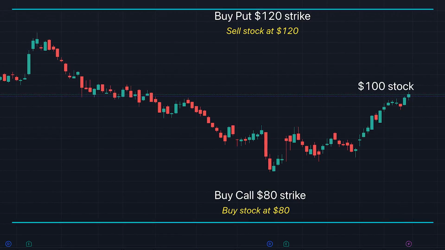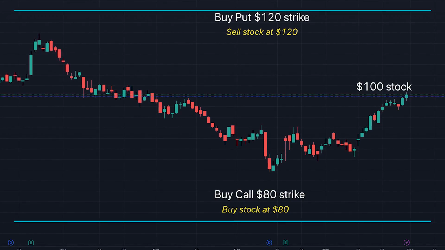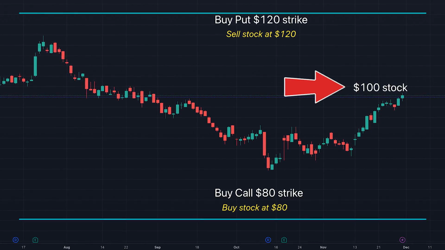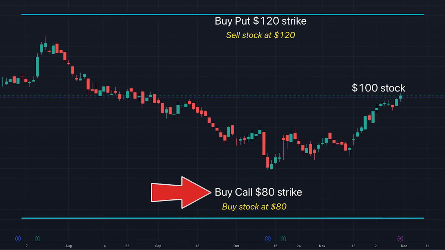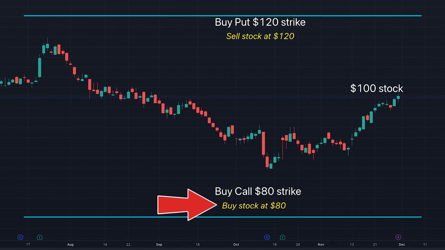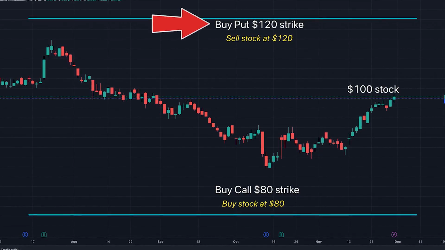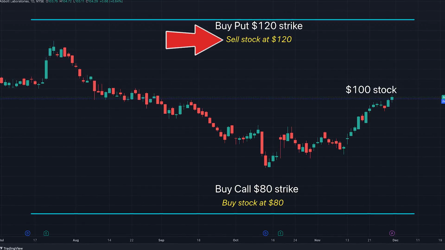Here's a simple example to visualize this. Let's say you have a stock that's currently trading at $100. If you have a call at the strike price of $80, this allows you to buy the stock at $80. Or if you have a put at a strike price of $120, this allows you to sell the stock at $120. Got it? Call lets you buy, put lets you sell.